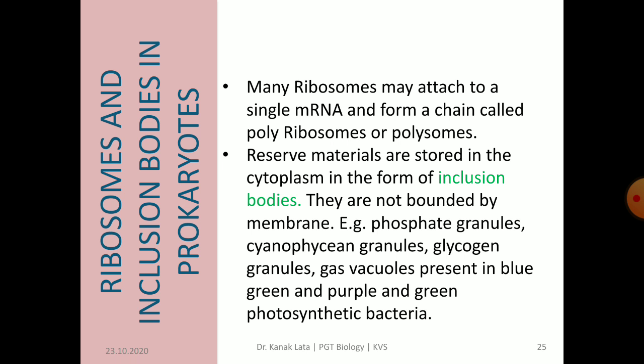In prokaryotic cells, reserve material is also stored in the cytoplasm in the form of inclusion bodies, which are not bounded by any membrane. That is why they are called inclusion bodies, and lie free in the cytoplasm. Examples of inclusion bodies are phosphate granules, cyanophycean granules, glycogen granules, and gas vacuoles, which are present in blue-green algae and purple and green photosynthetic bacteria.